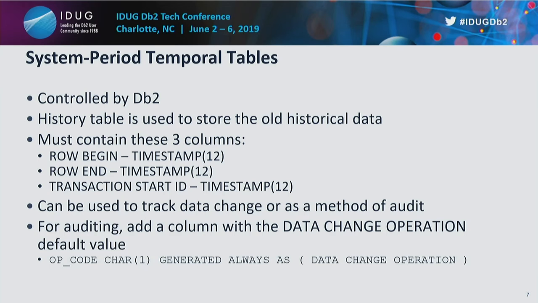Another thing that system period temporal tables can be used for, which is pretty neat, is simple audit tracking. You can add in a column, for instance opcode as a char1 generated always as this new data change operation. That's a great way to do some basic audit tracking right in your table. If you do an insert, that value is set to an I. If you do an update, then the value is set to a U. So you know what change operation has happened there.